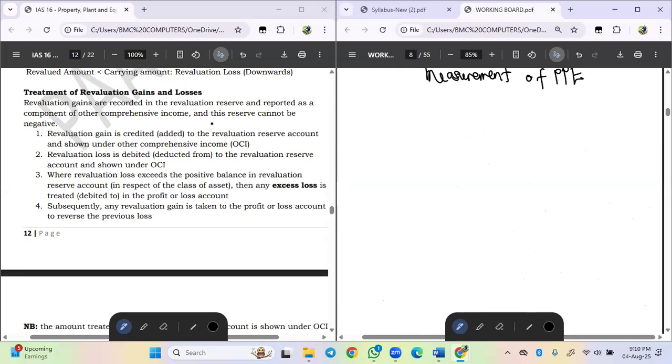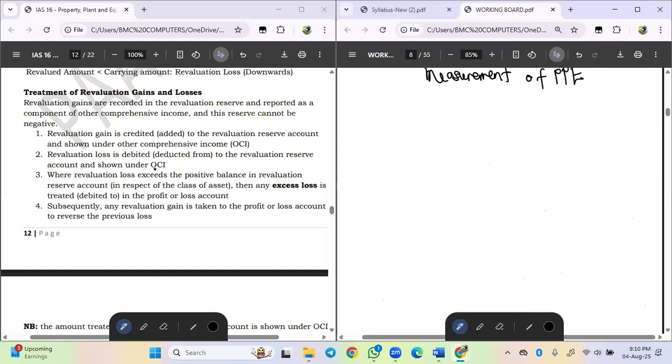So if you want to increase it, you credit it. That's what it means. But when you incur revaluation loss, or when the asset has been revalued downwards, that one you deduct it from what? The revaluation reserves and shown under OCI. But because the revaluation reserves cannot be negative, sometimes the loss that you have, the revaluation loss you have, will exceed the gain that you have in respect of that same asset. So let's say it's motor vehicle. In a certain period, you got what? Revaluation gain. The same motor vehicle, in another period, you got what?